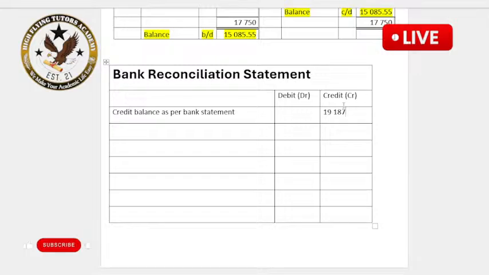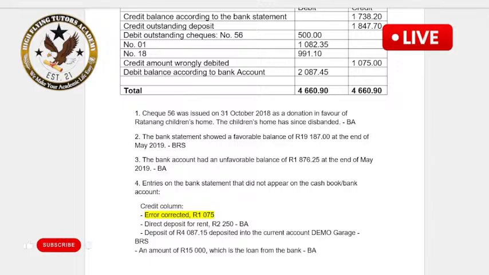Remember, credit side of the bank reconciliation statement is the favorable side. Okay, and then we can go to the next transaction. The next transaction, let's go to the question right there. It's in the credit column right there, bullet number 3. This says deposit of 4,087.15 deposited into the current account of Demo Garage, right?